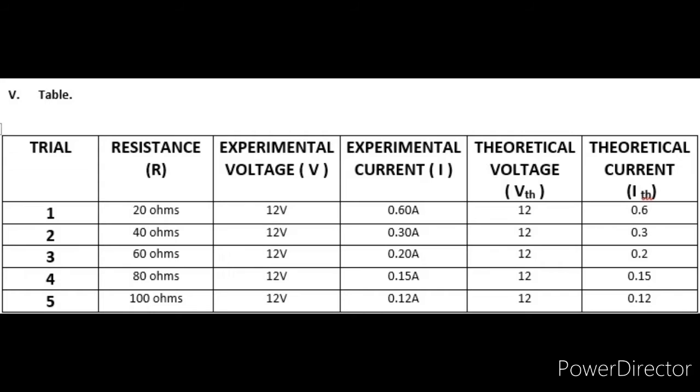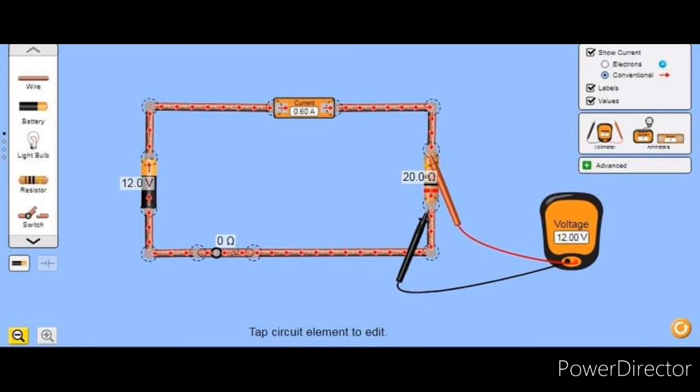To get our experimental current, we use the Circuit Construction Kit DC FET Simulator. We utilize the wire, the battery, the switch, the resistor, the voltmeter, and the ammeter, which we will use to determine the experimental current. We assign values which we already have, which are our 20 ohm resistance and a 12 volt experimental voltage. With this, we can determine the current, which is 0.60 amperes.